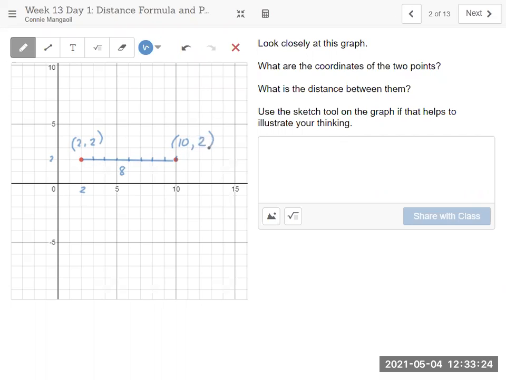There was no change in y, right? The y coordinates are both equal to 2. What changes is the x. So for the first point, you have the x coordinate 2. For the second point, the x coordinate is 10. How would you get 8 from 2 and 10? I put 10 minus 2. Very good. Okay, so you subtract the x's. So 10 minus 2 will give you 8. Subtract the x coordinates.